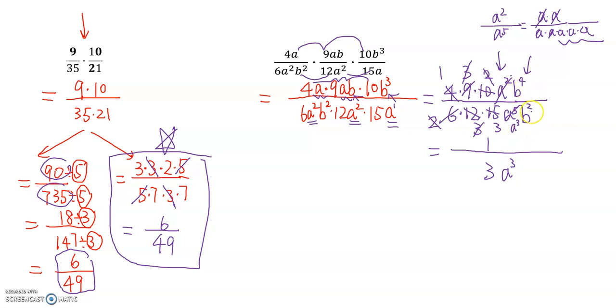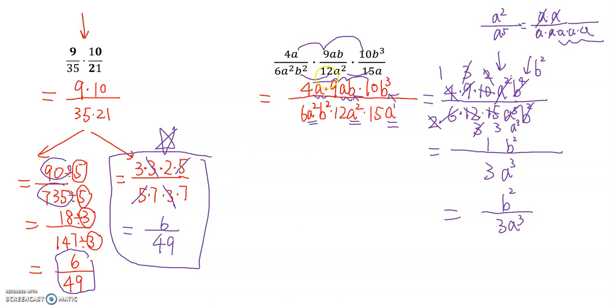And similarly, b fourth and b squared, we can cross out 2 copies of them, and that leaves us b squared in the numerator. So that would be the final answer. That 1 there can be omitted. So we have b squared on the top and 3a cubed in the denominator.